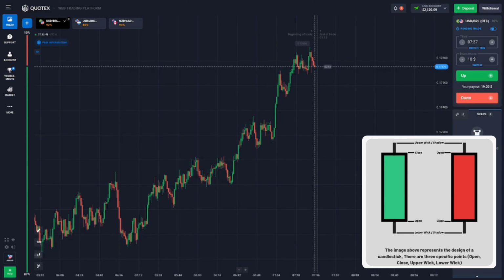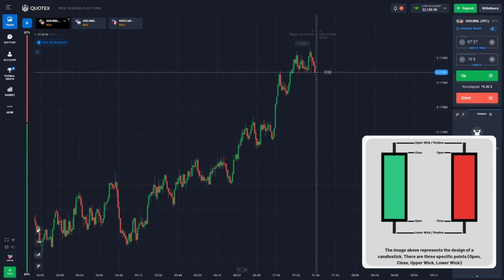Direction. The direction of the price is indicated by the color of the candlestick. If the price of the candle is closing above the opening price of the candle, then the price is moving upwards and the candle would be green. Range. The difference between the highest and lowest price of a candle is its range. It could be calculated as the highest point minus the lowest point.